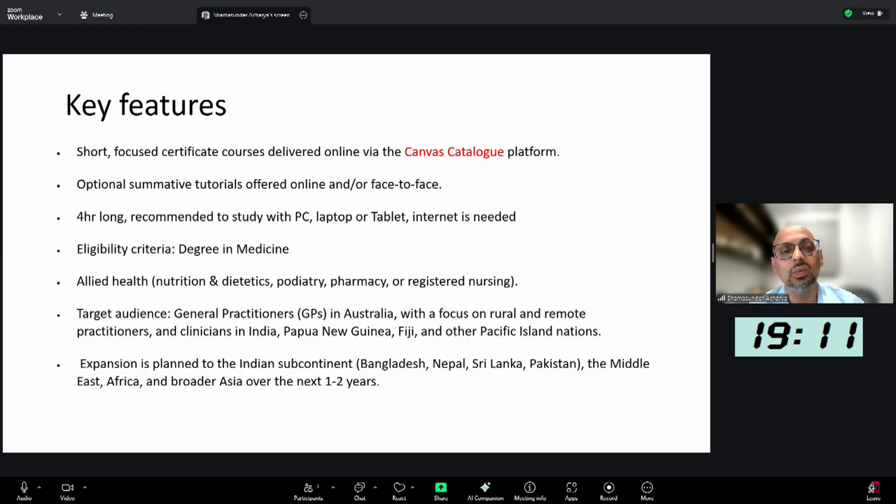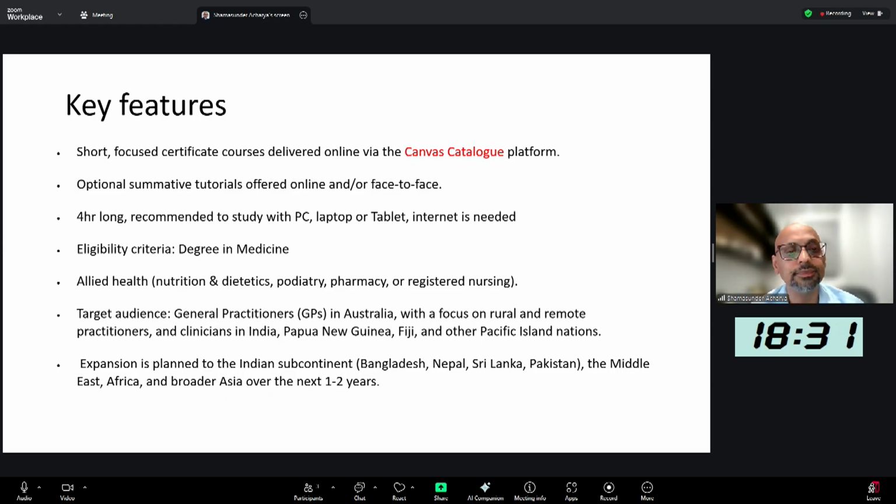And these short modules are 4 hours long, and the eligibility criterion at this stage is a degree in medicine, but allied health is also welcome to join, particularly in Australia and many other countries. Allied health are taking increasing responsibility for patients in parallel to doctors. Therefore, we would be opening them up to those who have completed a degree in nutrition and dietetics, podiatry, pharmacy, or registered nursing as a part of their progress.